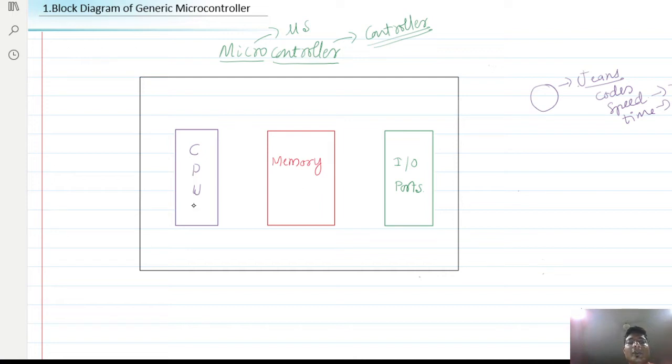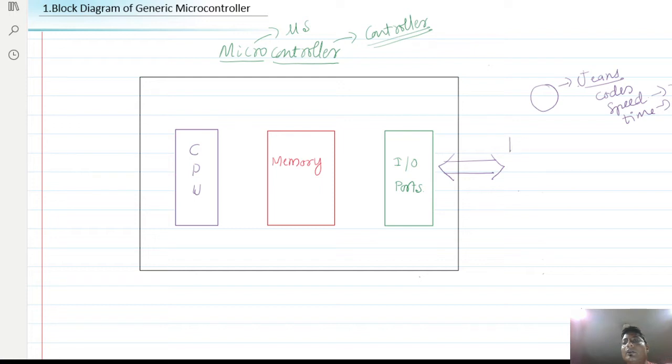The CPU will definitely have to make use of this memory part in order to perform whatever tasks it has to perform. Without this memory, the CPU alone cannot do anything. Later on we have the IO port. What is the function of the IO port? The IO port is a very important part of the microcontroller, because it is used to interface various input output devices.